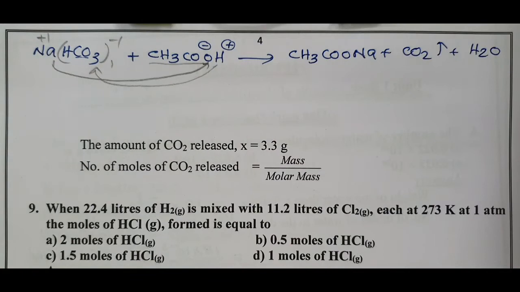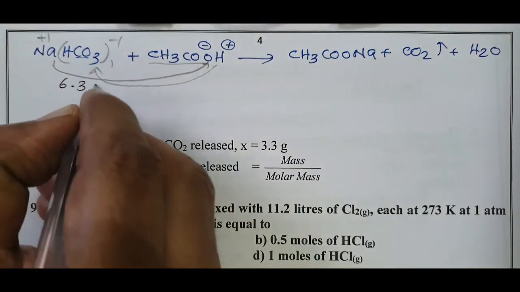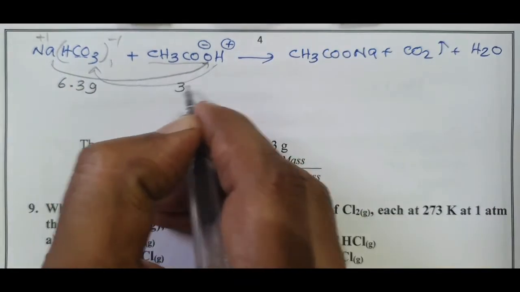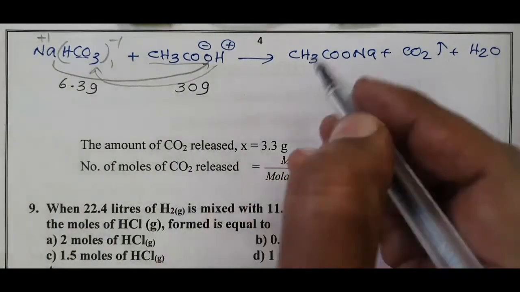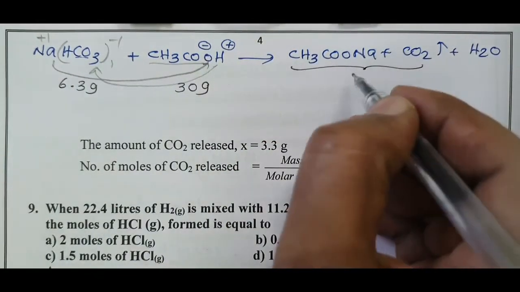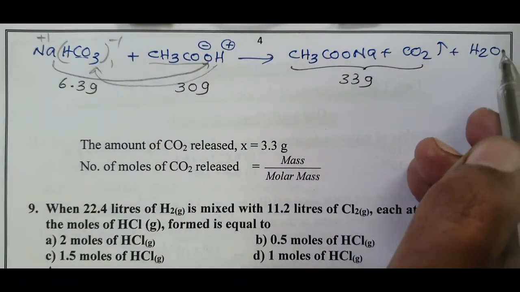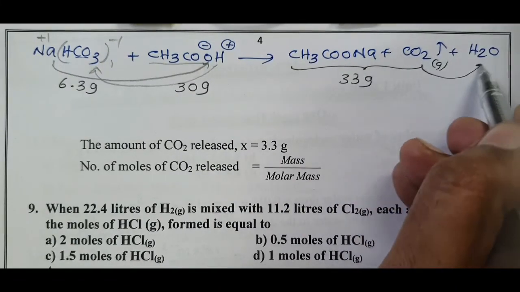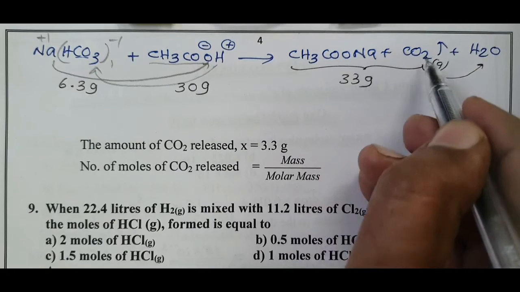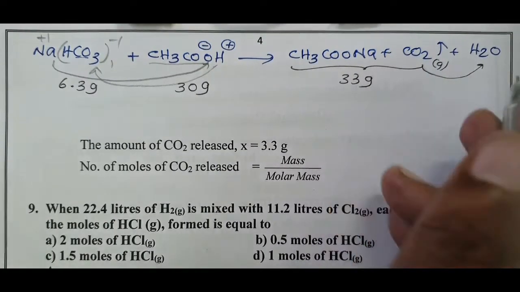In our problem, the given value is 6.3 gram of sodium bicarbonate reacts with 30 gram of acetic acid and gives totally 33 gram of the product. Water and carbon dioxide gas escapes. Therefore, the mass of sodium acetate and water is 33 gram. This compound is escaped.